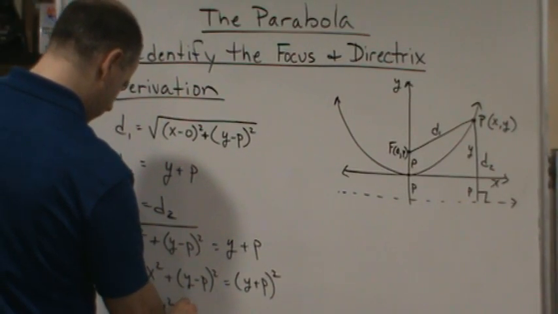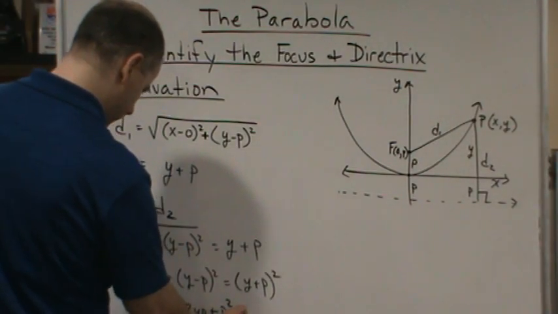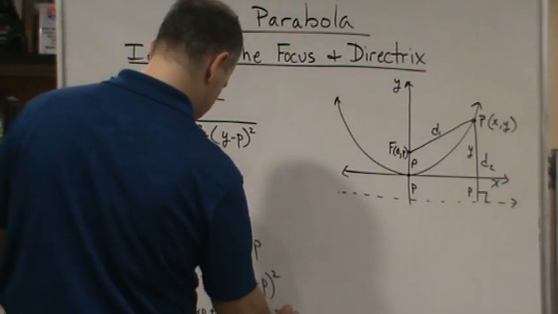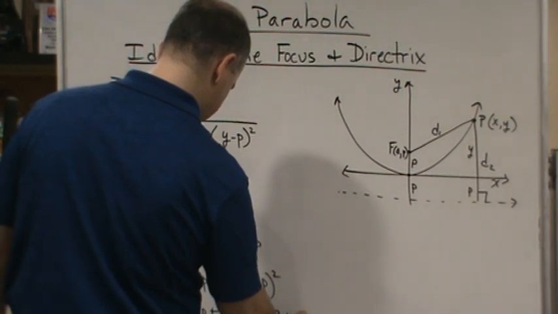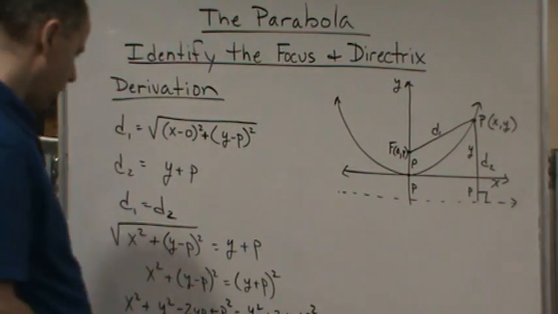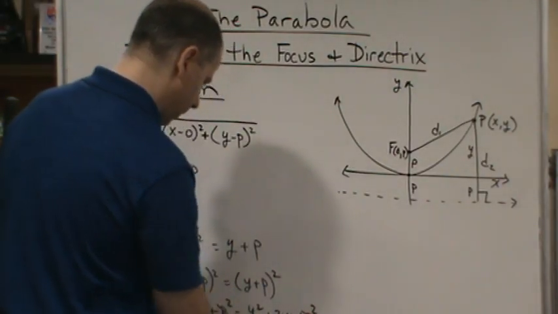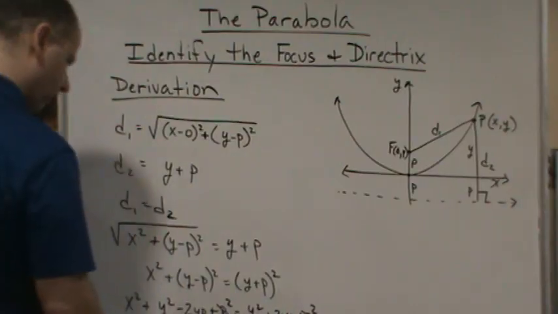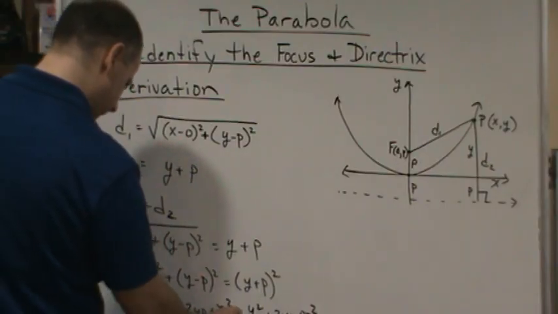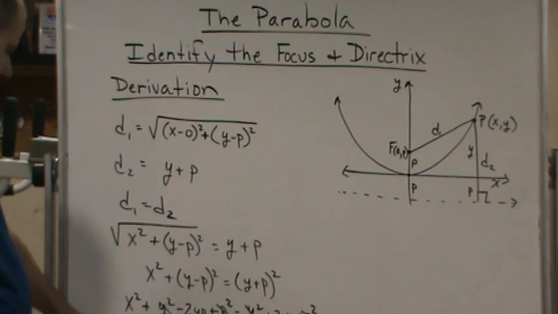Okay. So this is going to be y squared minus 2yp plus p squared, which is then equal to y squared plus 2yp plus p squared. Now also notice that I've got a p squared here and a p squared here, so those are going to cancel out. And then I've got a y squared here and a y squared here, so those are going to cancel out.